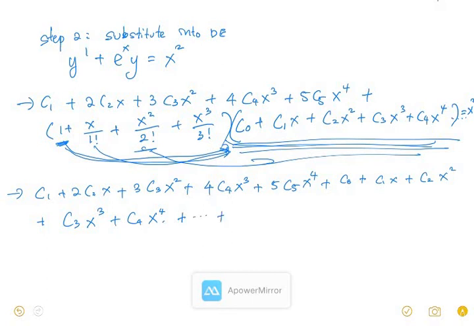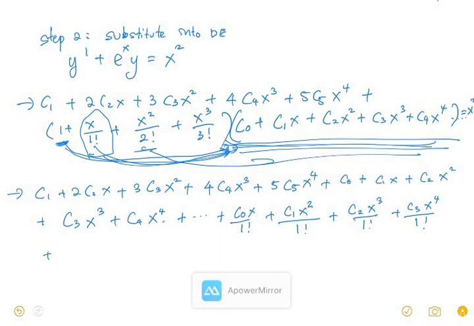Then plus, okay, the x, this one, multiply with the whole thing. So you got c0x divided by 1 factorial plus c1x power 2 divided by 1 factorial plus c2x power of 3 divided by 1 factorial plus c3x power of 4 divided by 1 factorial plus c4x power of 5 divided by 1 factorial plus c0x power of 2 factorial. Now I'm going to the second part, right?